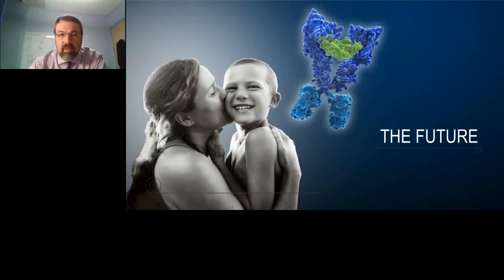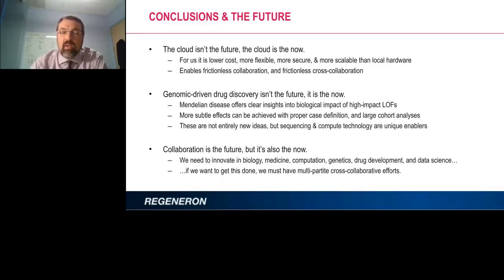All right, so I'm going to stop there. I do want to say just a quick word in terms of conclusion and the future. So I like to say, the cloud isn't the future, the cloud is now. There's a lot of talk that has been had, both in enterprise IT, research IT, and the research community, over the last 5 years about the cloud. For us, I can tell you our story, I can't speak to everybody's situation, but for us, it's really proven to have lower costs, be more flexible, be more secure and more scalable than local hardware.